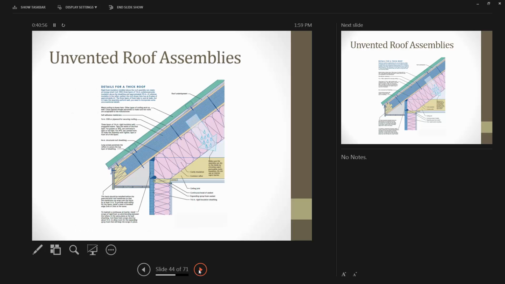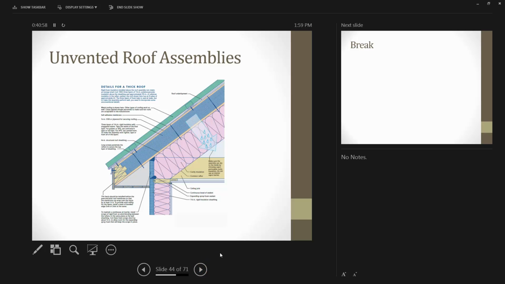Okay. So the other basic type of assembly is an unvented roof assembly. And again, why that becomes important is you have to understand those basic mechanics of heat flow and moisture migration, and you have to make sure that you're creating a solid thermal envelope that not only is going to separate the inside from the outside and cut down that heat flow, but is also not going to allow any moisture to get inside of that cavity.